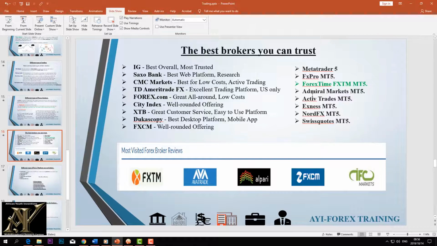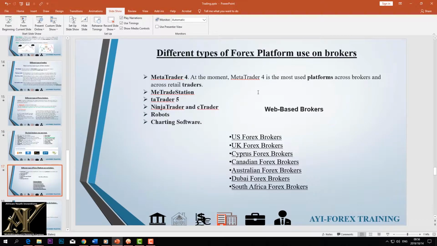The difference is that some of them have different prices and some have a cheaper price, the leverage, and how much they charge you, depending on the broker. And then lastly, the different types of forex platforms used by brokers. At African Youth Invention, we give a protocol on MetaTrader 4. Now you will find different platforms, like MetaTrader, MetaTrader 5, Ninja Trader, cTrader, and others.